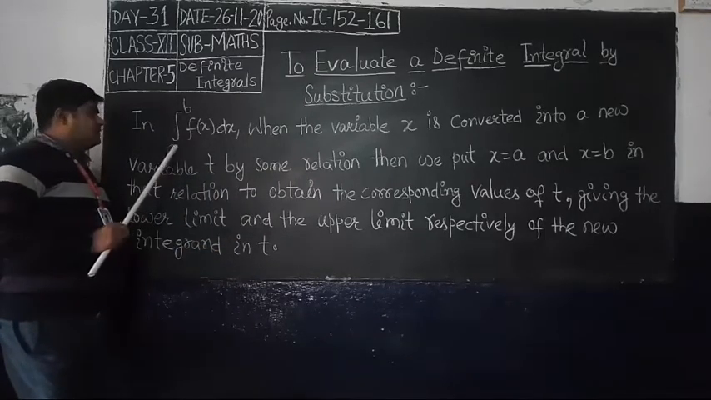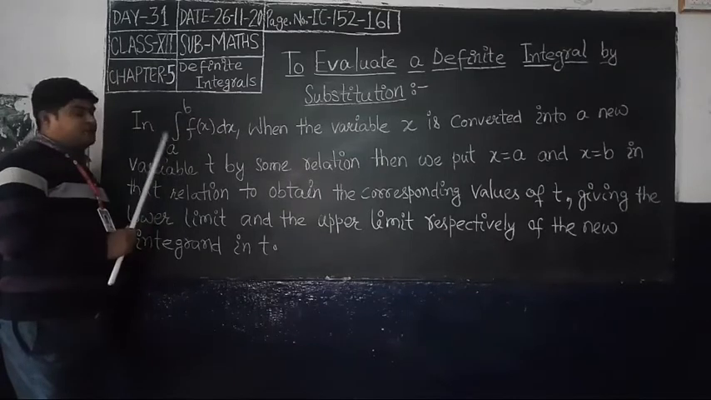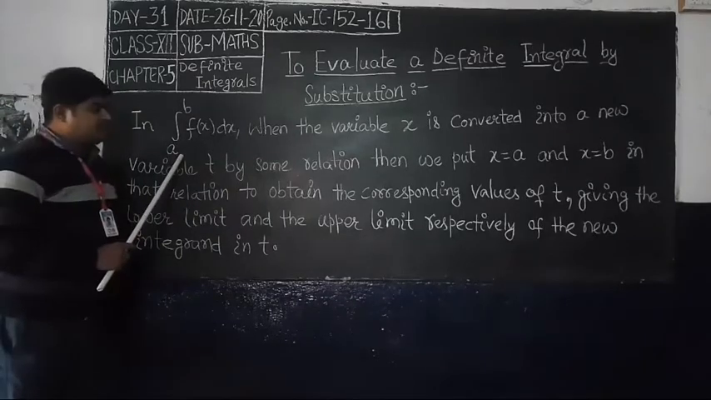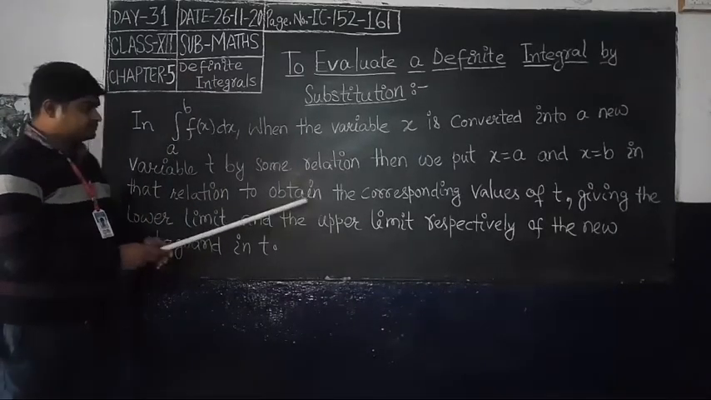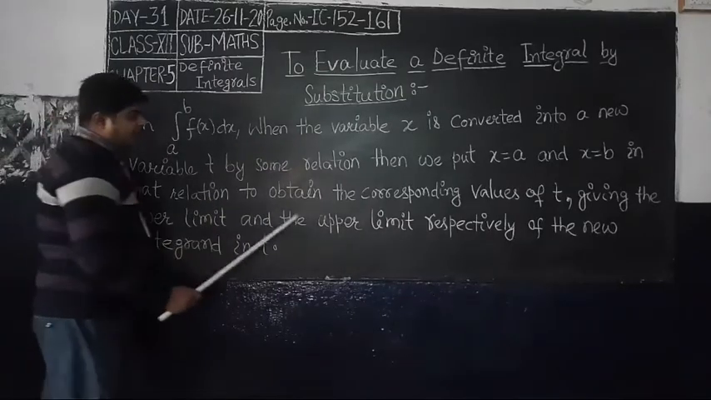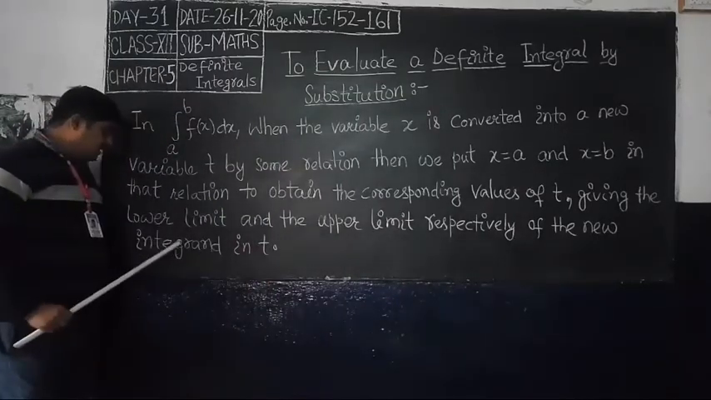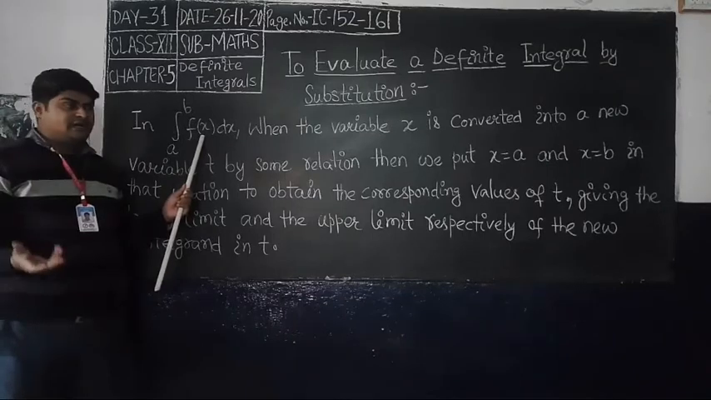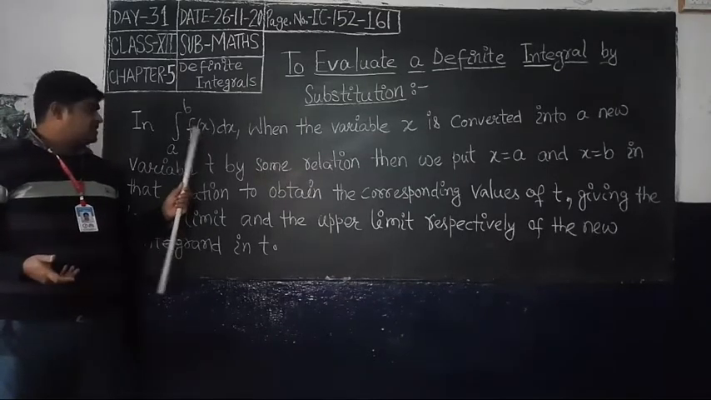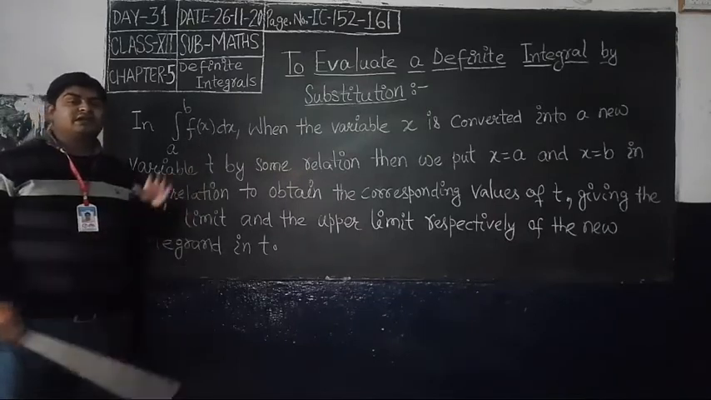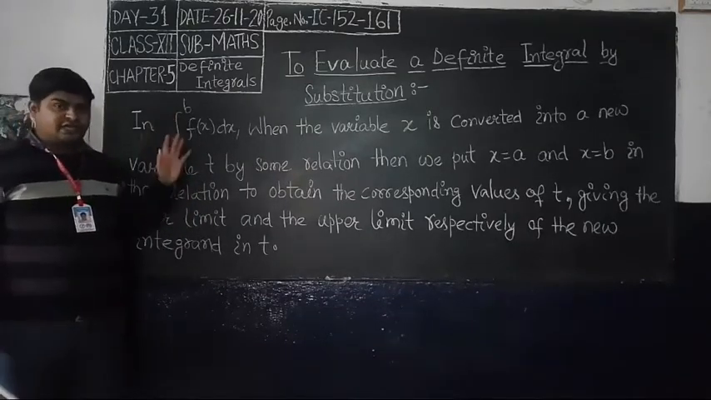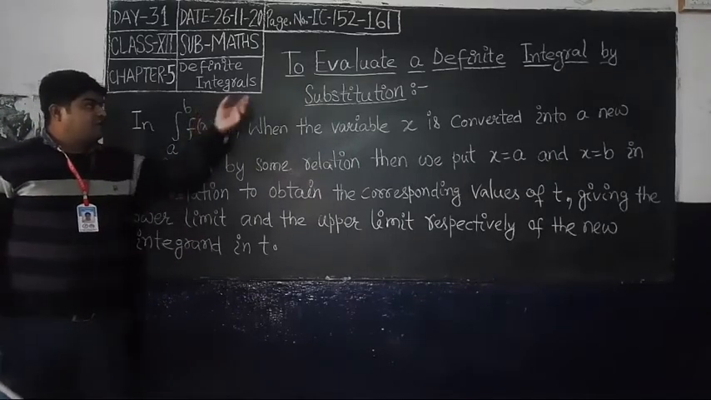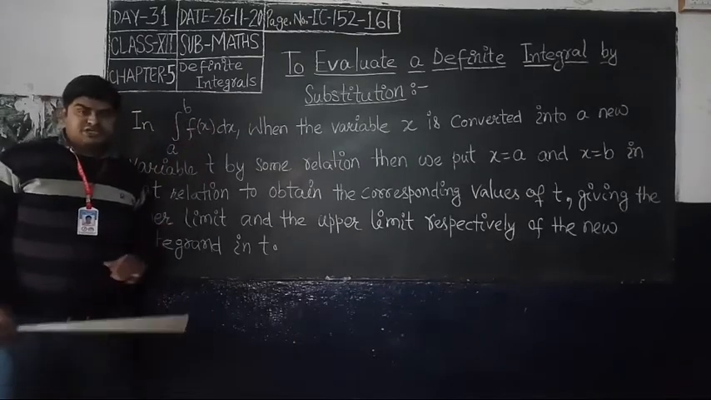You will also convert the limits with respect to t. Both limits, x equal to a and x equal to b, you will convert with respect to t, giving the lower limit and the upper limit respectively of the new integrand. That means when you convert the given function from x form into t form, the limits are also changed by your supposition. So today I will start to evaluate a definite integral by substitution method.